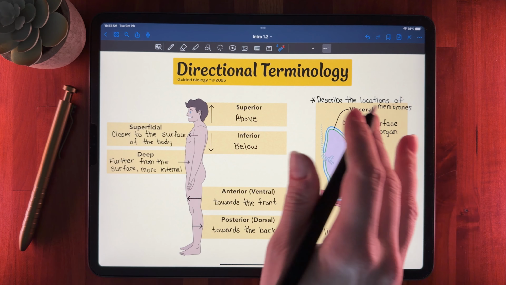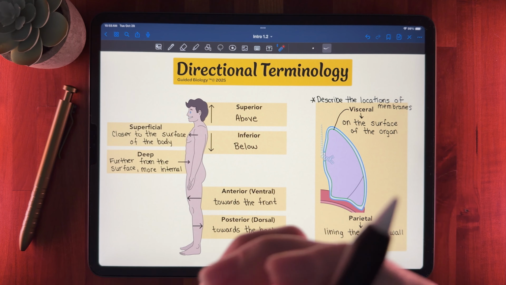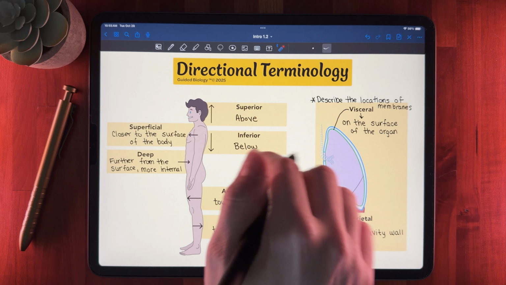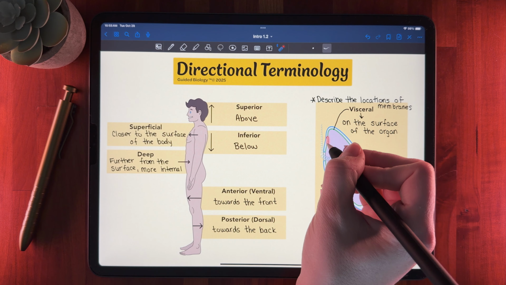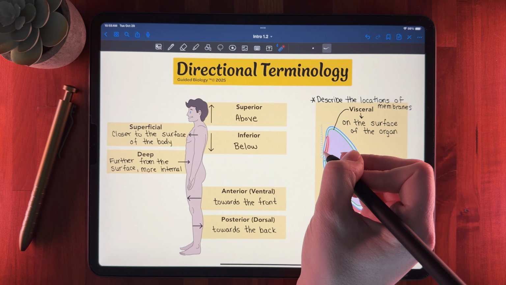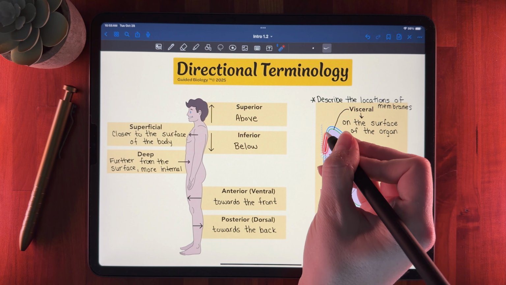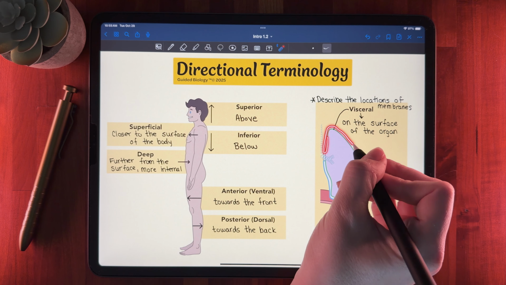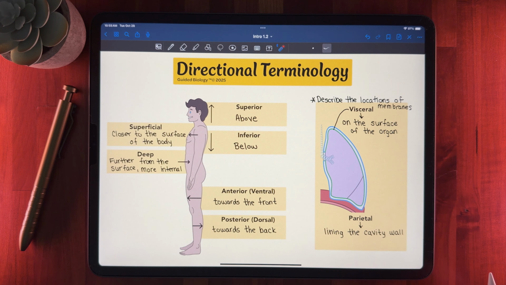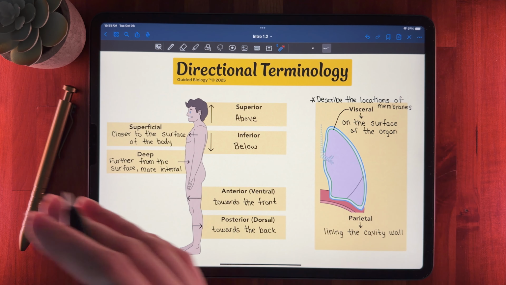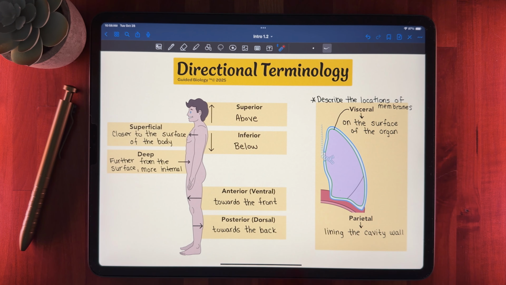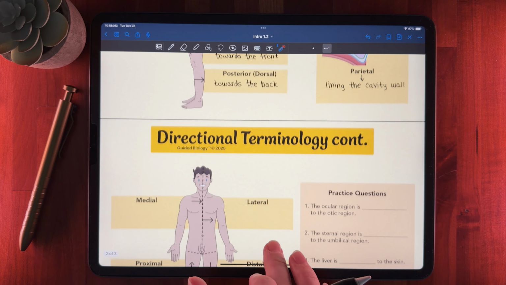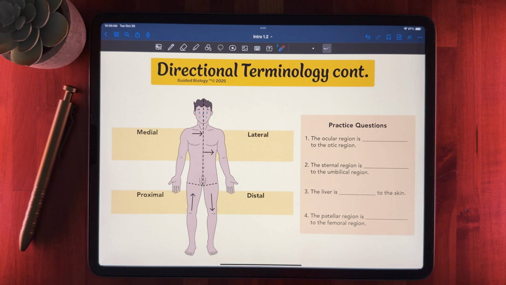Okay, and usually the visceral and the parietal are a continuous membrane, and you can kind of see that here, right? So we have our visceral on top of the lung, and then it continues right into that parietal that lines the cavity wall, okay? All right, so visceral and parietal specifically for when we are talking about membranes. All right, so let's move on to our next set of directional terms, okay?